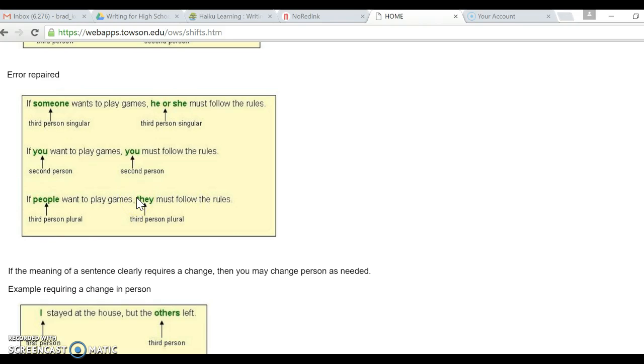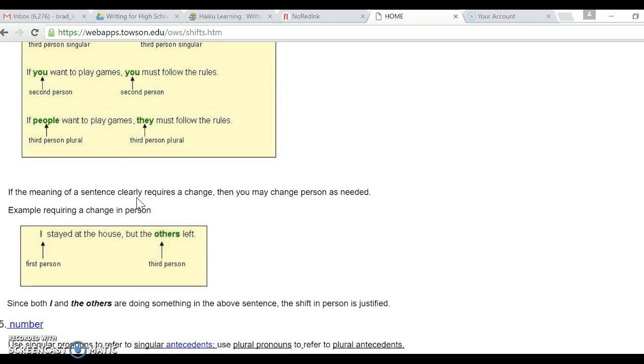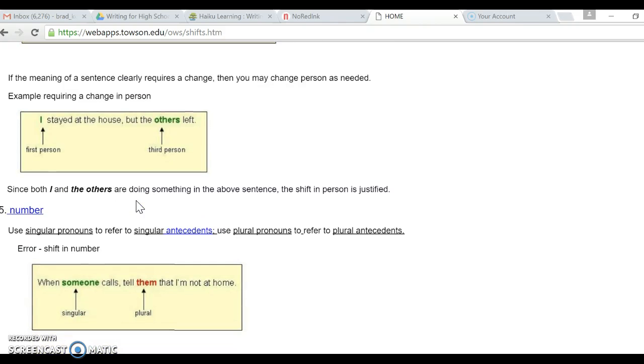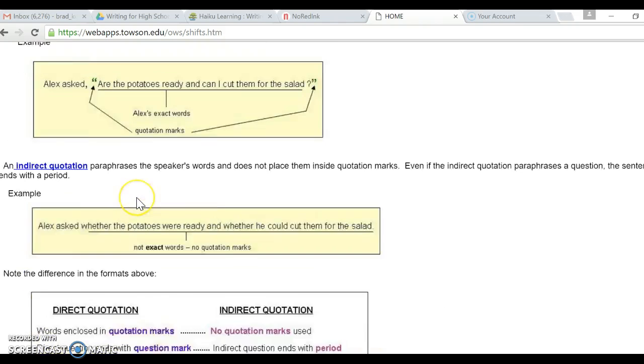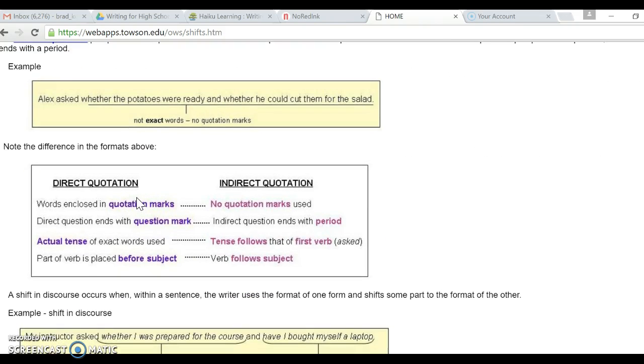When talking about literature, you might say the reader feels shocked by the events. One doesn't know what to expect. You might say one, or he or she, but you don't want to shift. All right, those are the primary ones.